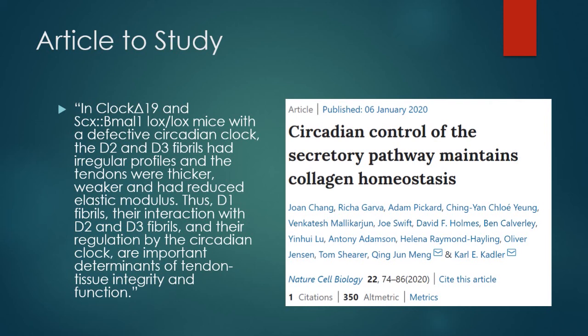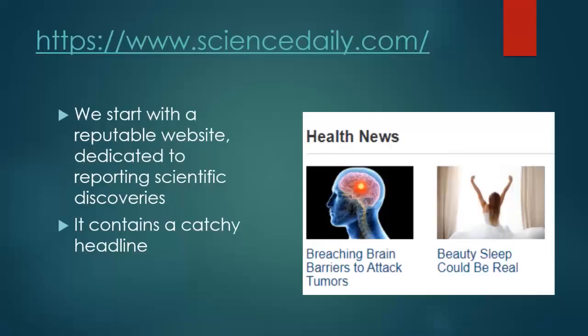That's right. This is not something that a scientist goes at and says, beauty sleep could be real. So this is not where scientists go for their information.